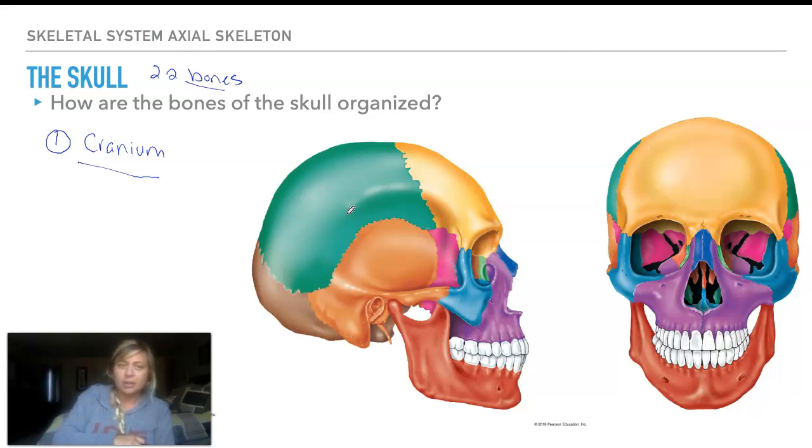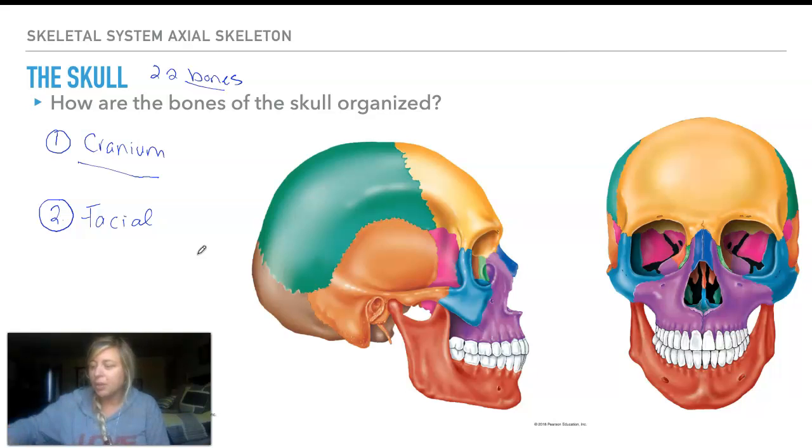Now, the other set of bones that make up the skull are called the facial bones. The facial bones are where the muscles that are responsible for facial expression attach. Also, the muscles that are responsible for mastication, which is just a fancy word for chewing. There are also some deeper facial bones that separate our nasal cavity from our oral cavity. So our cranium and our facial bones.